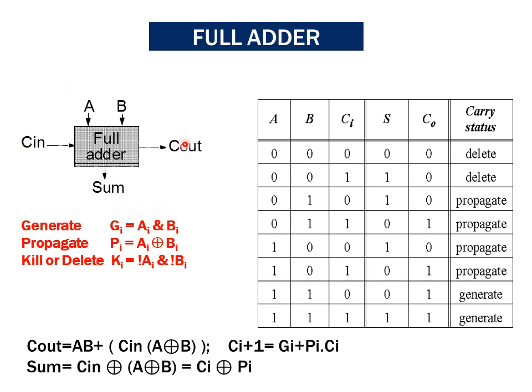This is the full adder circuit. These are the three terms which we have already seen in the carry look ahead adder, that is generate, propagate and kill or delete. So G is equal to A into B, P is equal to A exclusive or B and K is A bar into B bar. If you look at this table, you will find that propagate means what? Whenever A is not equal to B in all these combinations, whatever is the C in carry, the same carry will be propagated. Here you can find 0 is propagated as 0, 1 is propagated as 1 and so forth.